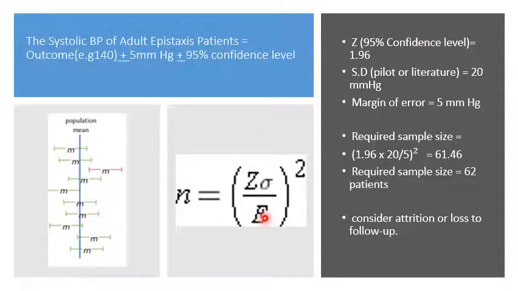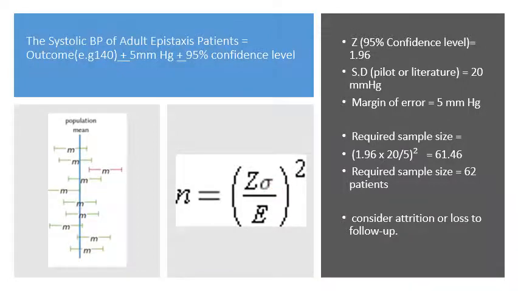So we'll plug in 5 millimeters here. So the equation will be 1.96, multiplied by 20, the standard deviation that we have found in the literature or from pilot studies, divided by 5, which is the margin of error, all squared. This will give us 61.546, i.e. the required sample size would be at least 62, because we have to consider patients who may be lost to follow up. So that's the first equation for the continuous data from a single group.